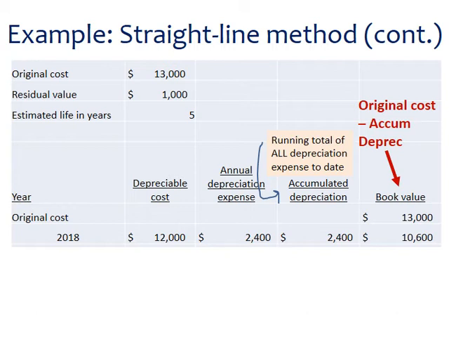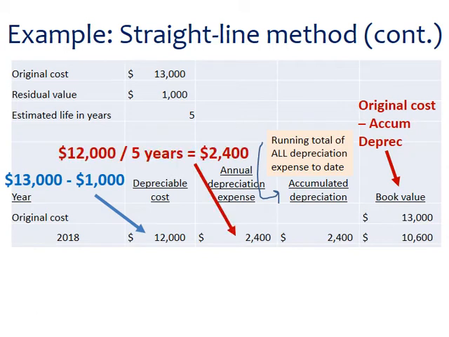This asset was purchased on the first day of 2018, so our first row after the original cost is for the year ending December 31st, 2018. The depreciable cost for any asset using the straight-line method is the asset's original cost less its estimated residual value, or $13,000 minus $1,000 equal to $12,000. The next column holds the annual depreciation expense. For the straight-line method, we take the depreciable cost and divide by the estimated years to get the annual depreciation expense. Here we take $12,000 divided by 5 years, which gives us $2,400 per year of annual depreciation expense.